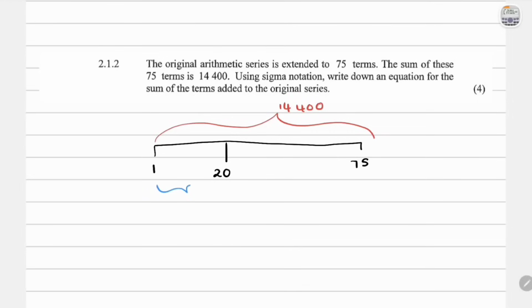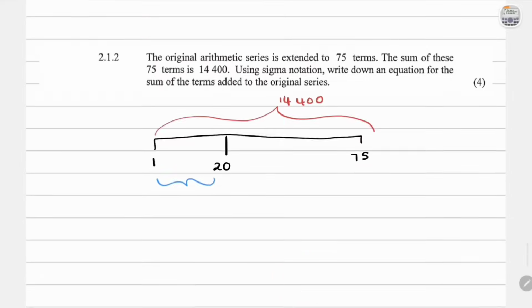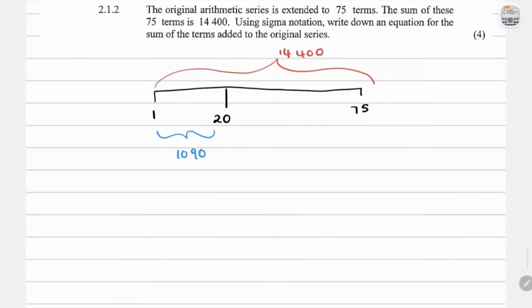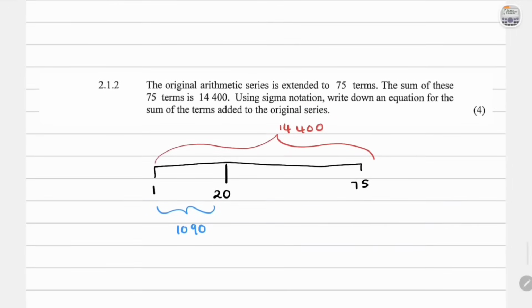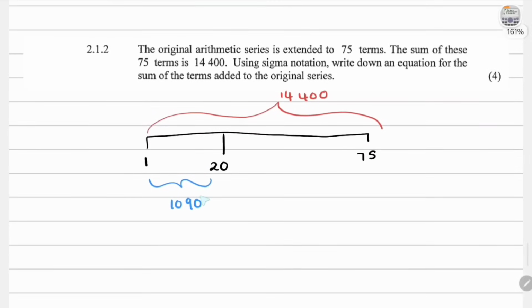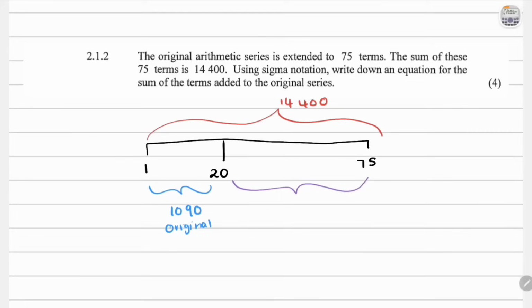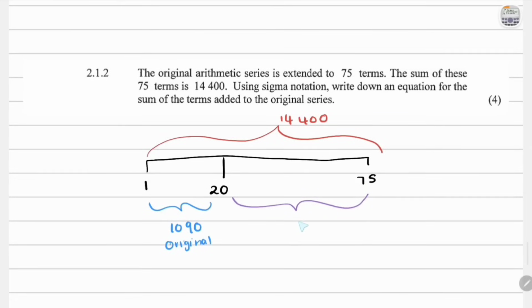But we know that when we summed up the 20 terms, it gave us 1090. Okay, so they say using sigma notation, write down an equation for the sum of the terms added to the original series. If this is the original series, and you can see that this extends to 75 terms, then the terms that were added would be from term 20 to 75. That would be the sum of the terms added to the original that they are referring to.